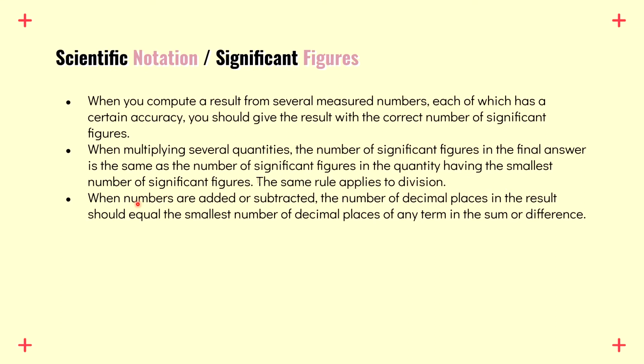When numbers are added or subtracted, the number of decimal places in the result should be equal to the smallest number of decimal places of any term in the sum or difference. Okay?